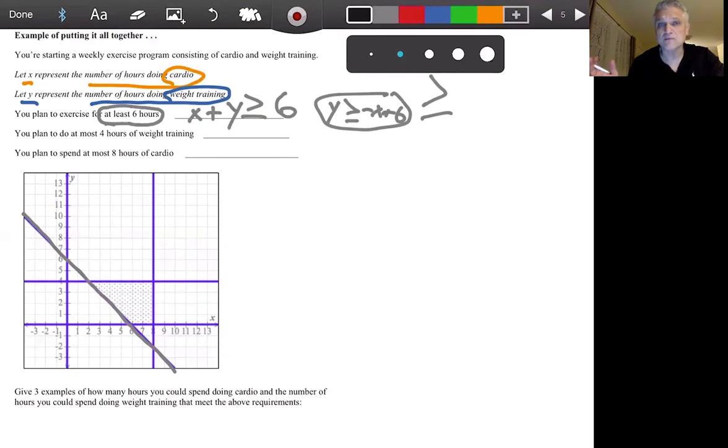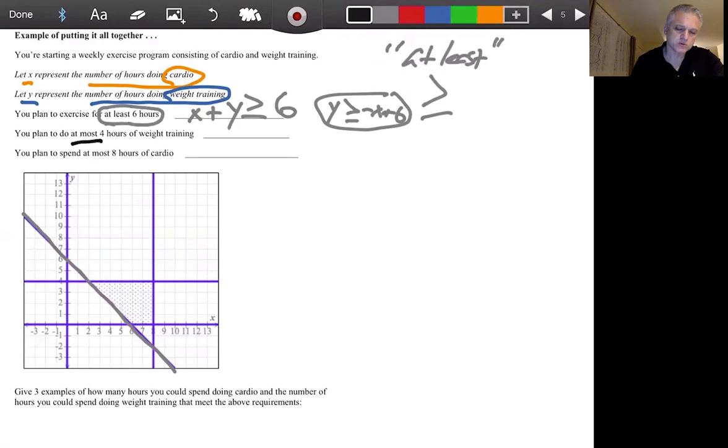Next one we're going to look at, let's go black on this one. Maybe you don't want to pull a muscle, maybe you only have a certain amount of time in the weight room, you can do at most 4 hours of weight training. So your weight training, which we said is y, is at most 4 hours. At most.